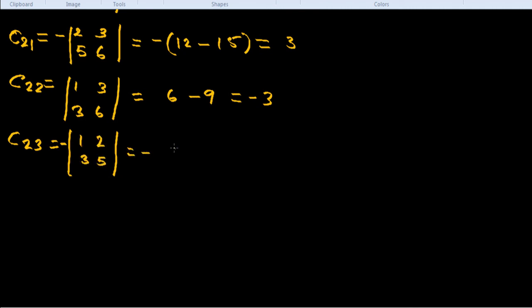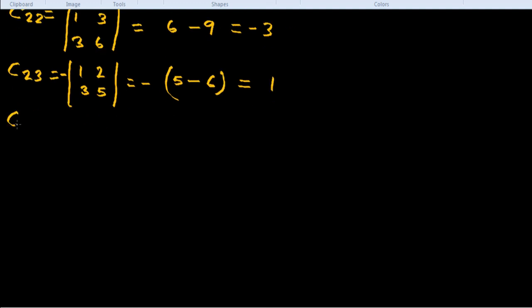So we get here the product of the elements of the diagonal, 1 times 5 is 5, and subtract the product of the other diagonal, 3 into 2 is 6, so it is minus 1, and with the negative sign, it is 1 now. Now C31 is even, so we have to take the positive sign here.